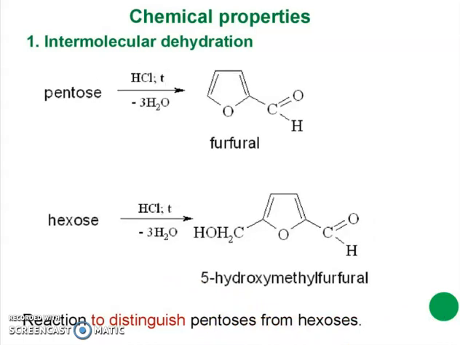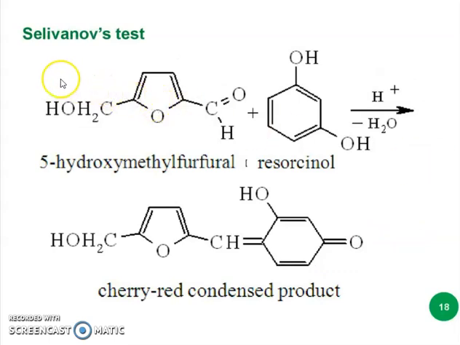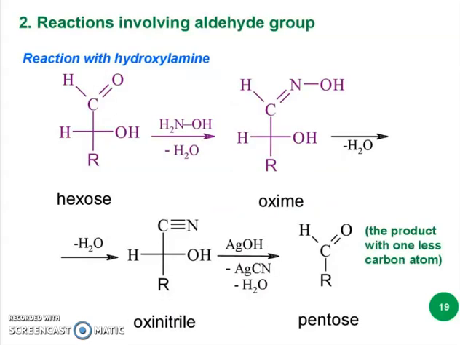And pentose gives furfural, and this one, with Molisch reagent, alpha-naphthol in sulfuric acid, gives this product, red-violet condensation products. So the Seliwanoff test: you can see 5-hydroxymethylfurfural reacts with resorcinol, it gives a cherry red condensed product. So the reaction involves the aldehyde reacting with hydroxylamine, you see oxime formation.